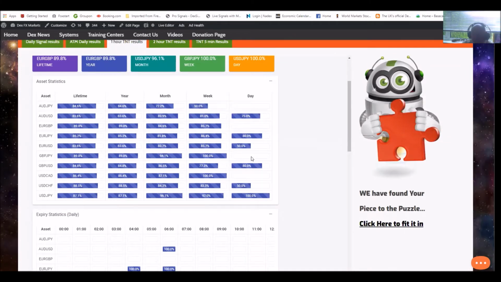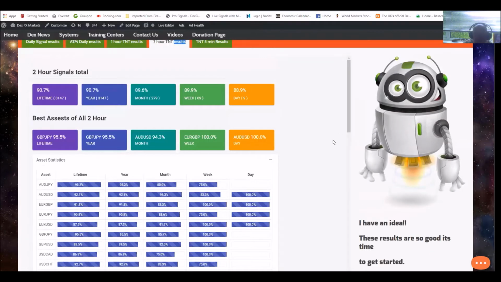We've got 1, 2, 3, 4 that haven't yet fired off in the last 24 hours. For the week, the lowest asset statistic at 50% is the AUDJPY. And for the month, the last 30 days, everything is in the mid-range 80%. One slacker, which is the AUD JPY at 72.2, and the highest being the USD JPY at 96.1. But otherwise, everything is looking absolutely superb.